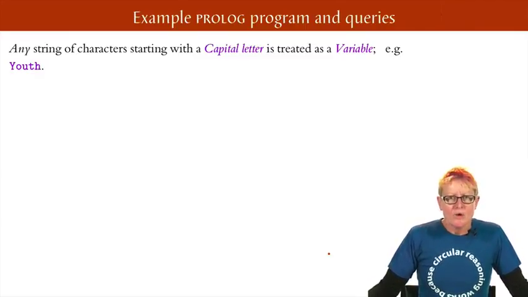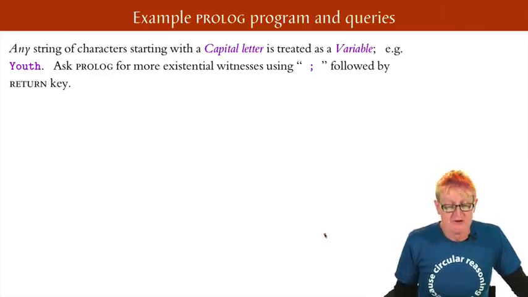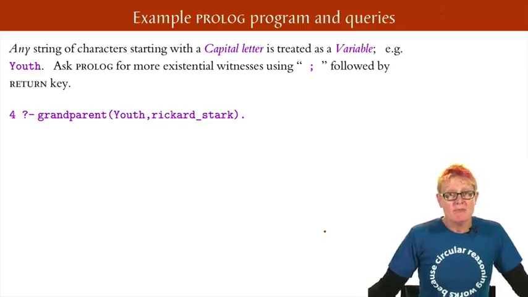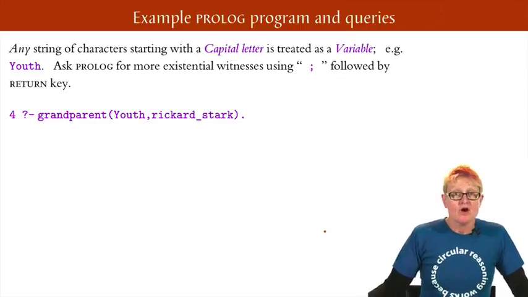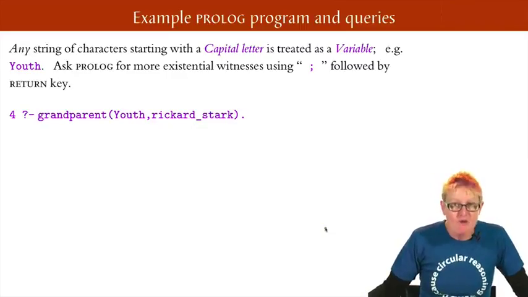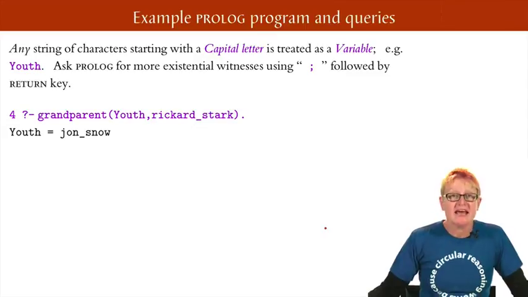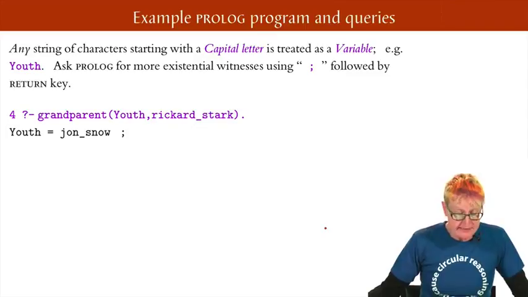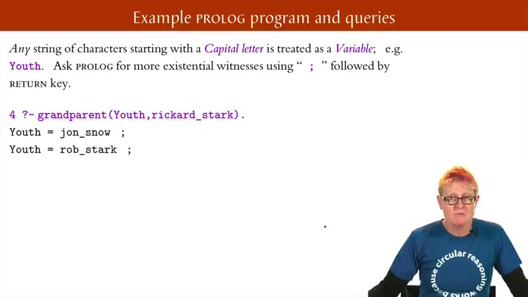We can ask which youthful people have Rickard Stark as their grandparent. Remember, we are asking PROLOG to give us the names of such young people, not just a true or false answer to the question of whether or not the existentially quantified goal formula is a logical consequence. So, we get our first answer of Jon Snow, and then using the semicolon, we can ask for more such names. Another is Robb Stark, another semicolon to ask for more.